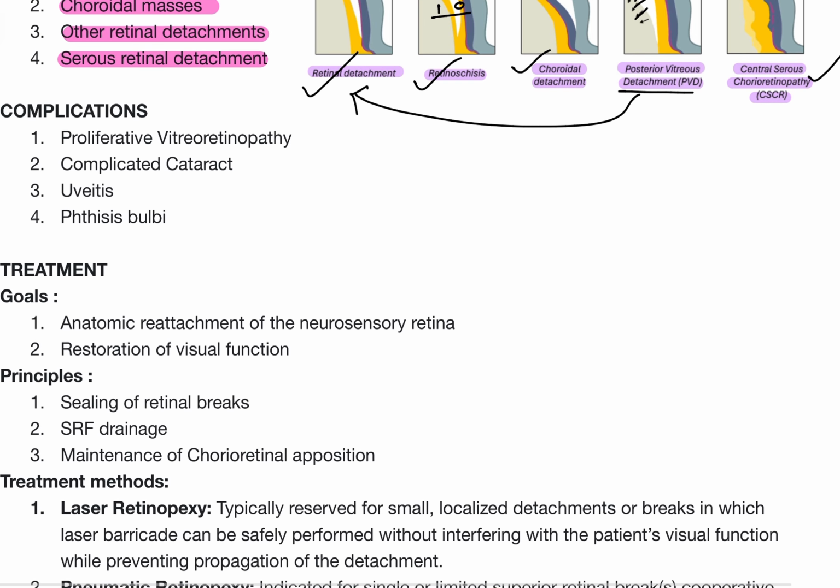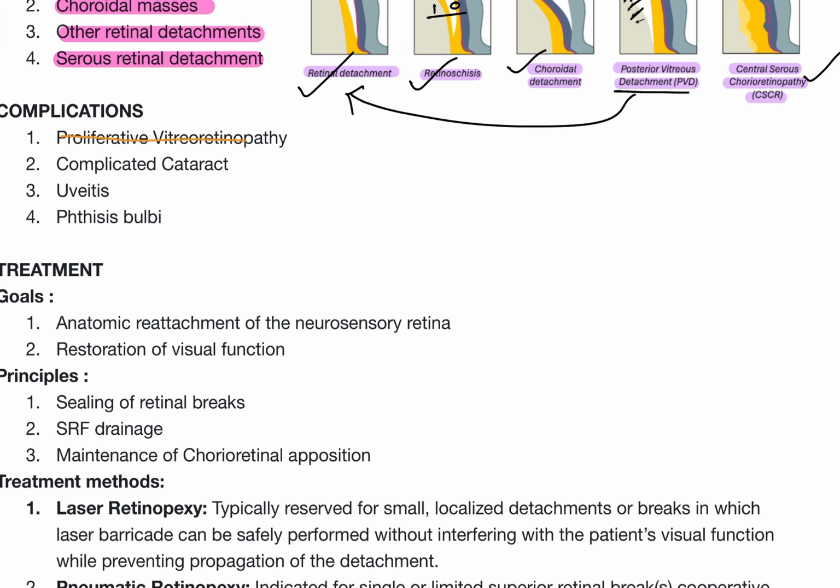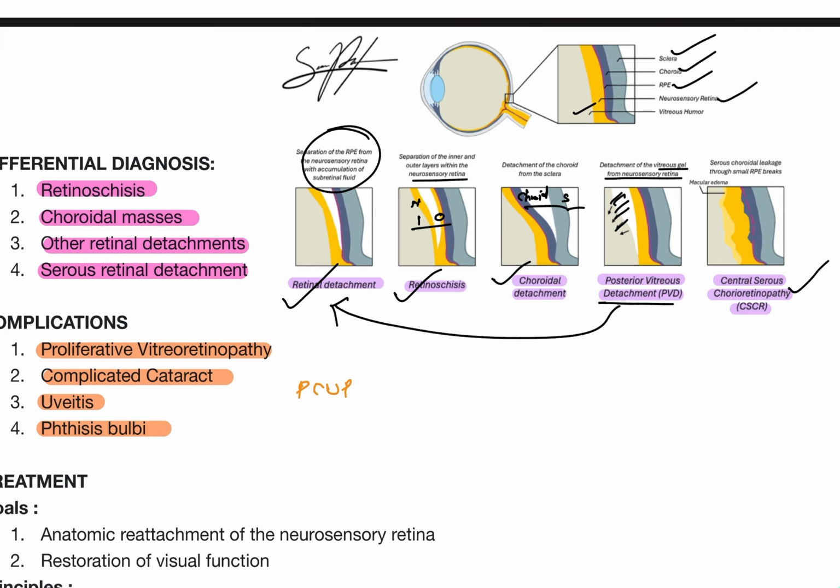Coming to the complications. Complications include proliferative vitreoretinopathy, complicated cataract when the detached retinal part gets attached to your lens matter, uveitis, and phthisis bulbi. You can remember this as P CUP. And for the differential diagnoses, you can just remember this diagram in the order one, two, three. This is detached first, then the neurosensory detachment within the layers, then the neurosensory detachment from the pigment epithelium, then choroid and scleral detachment, then central serous chorioretinopathy. That's how you remember.